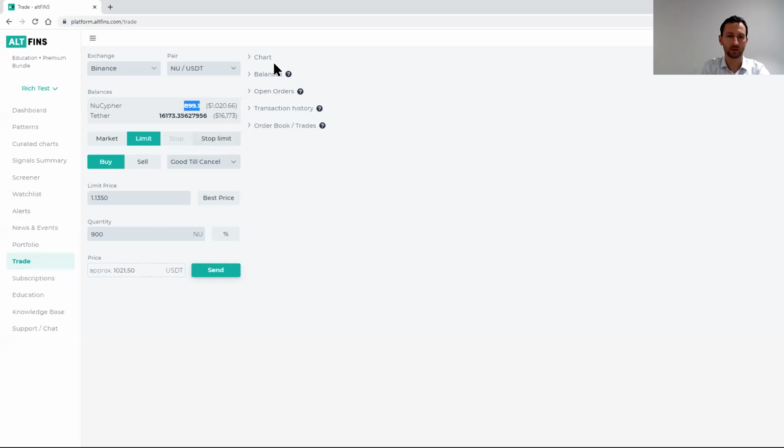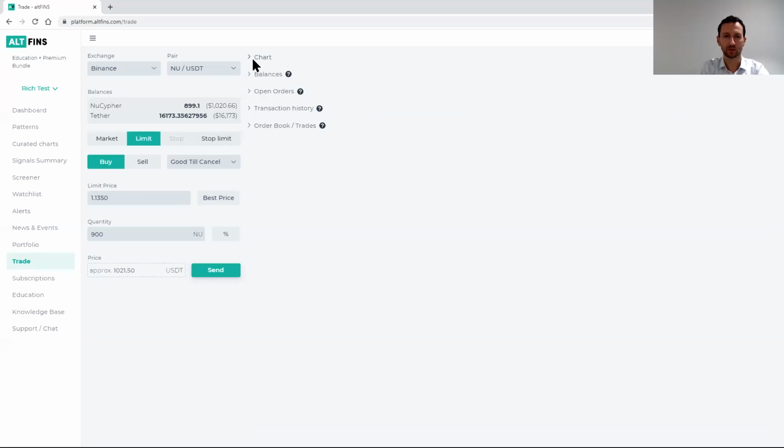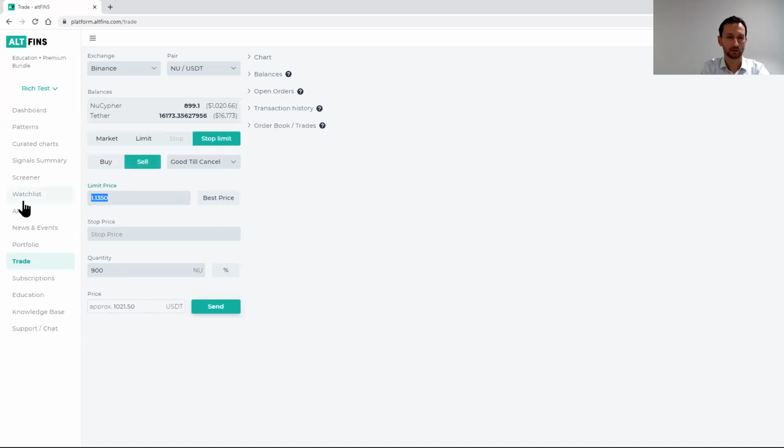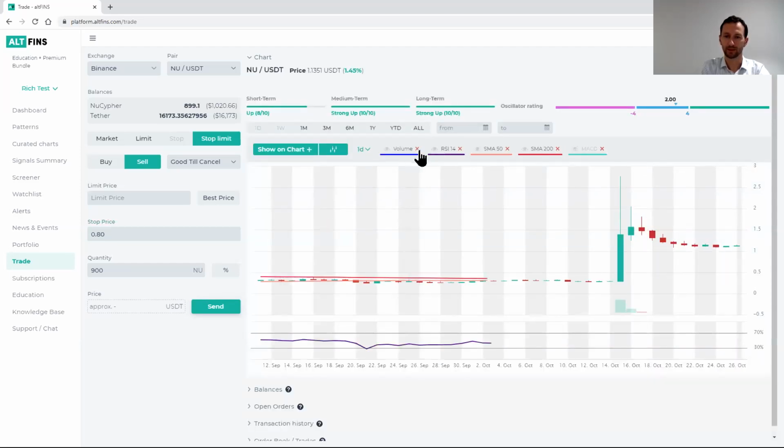By the way, before I forget, I'm also going to put, as I mentioned, a stop limit order. A stop limit order means that when the price gets to 80 cents, I want to be out of that trade.